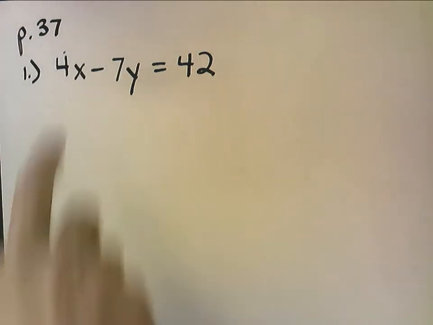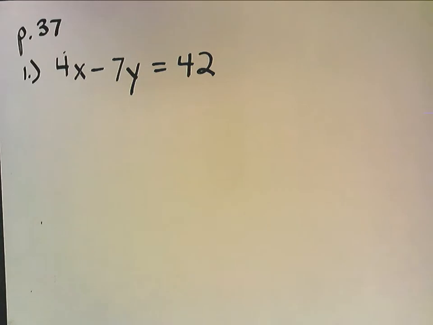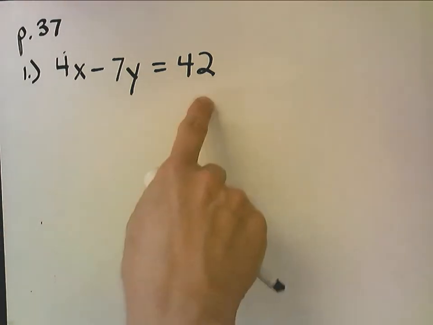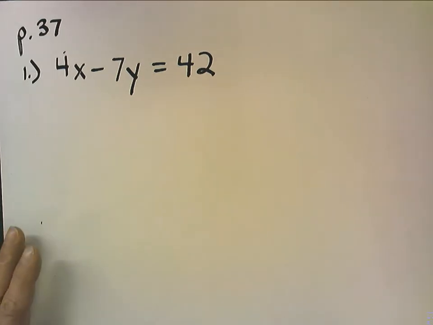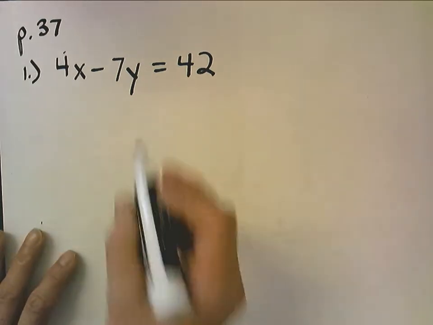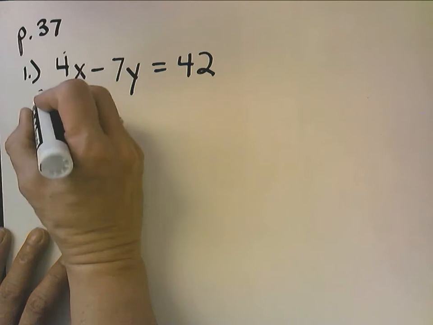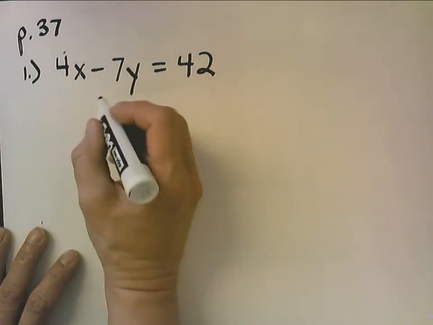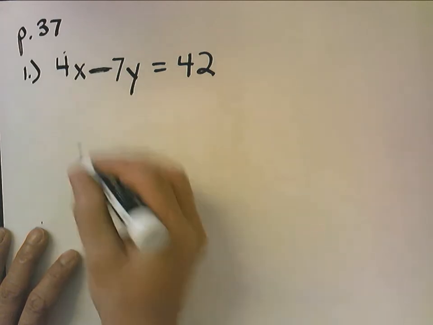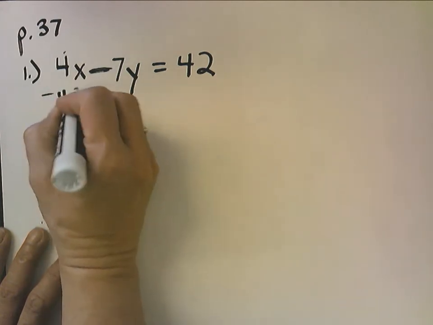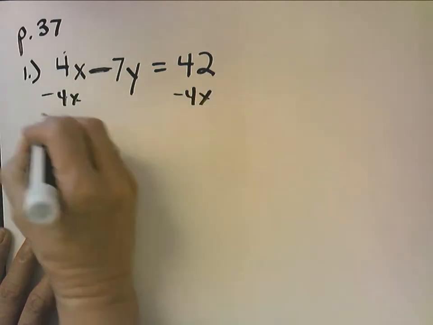Here's an equation on page 37, and this is in standard form. Remember, ax plus by equals c. Well, I want you to solve this equation for y, which is like putting it into slope-intercept form. But to solve for y, I need to have y all by itself. So negative 7y is going to stay there, but I'm going to get rid of negative 4x.